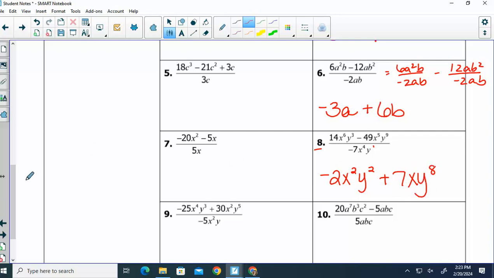8th. Okay. Are we doing okay with this so far? I want to jump to problem 13.